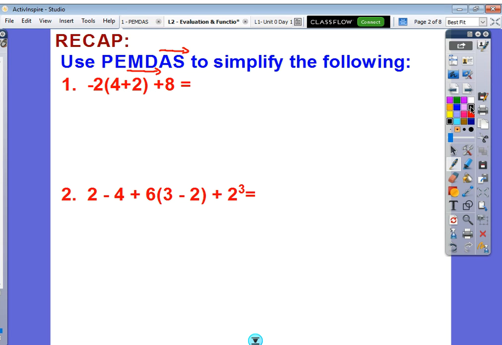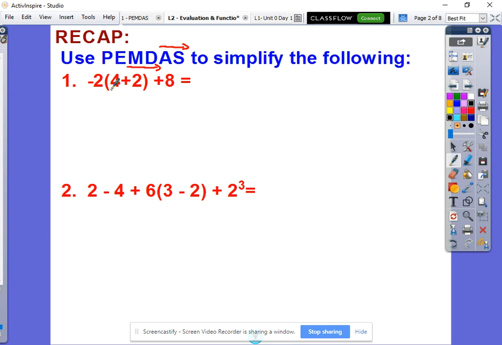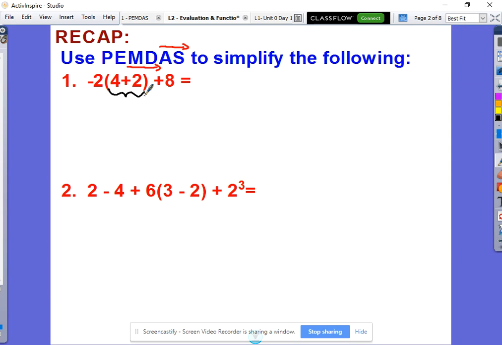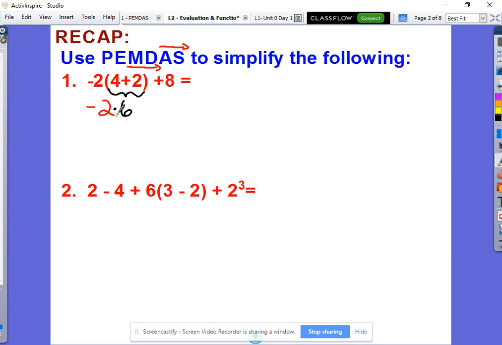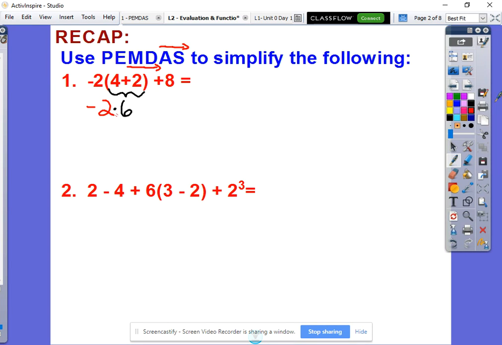So the first thing we're going to do is take care of parentheses. So in this case, we're going to add these two together. So if we add 4 plus 2, that gives us 6. Well, that's now multiplication because you had the negative 2 up front. So we now have negative 2 times 6. And then we don't want to be lazy again. We're going to rewrite our plus 8.